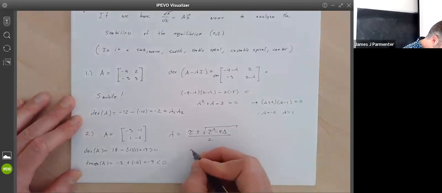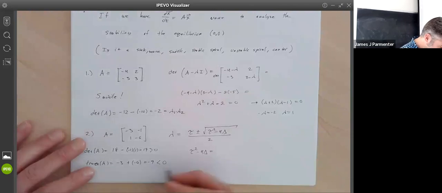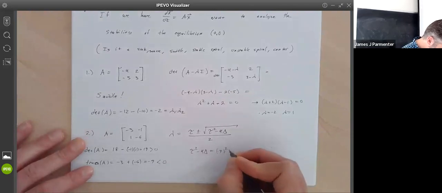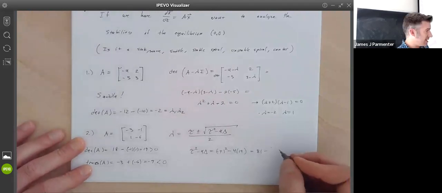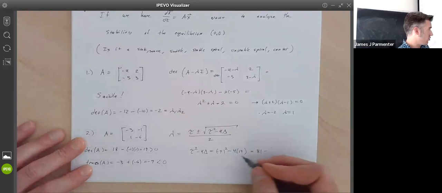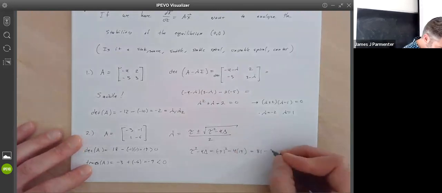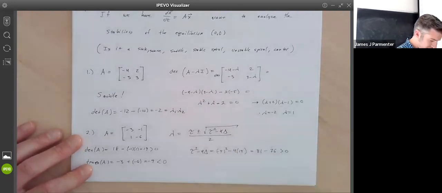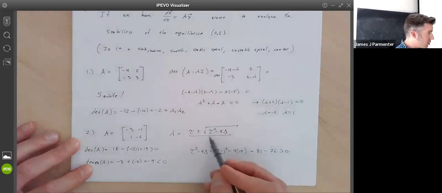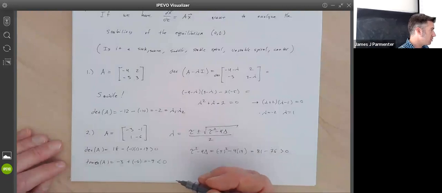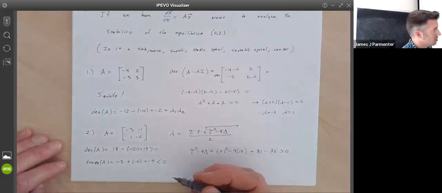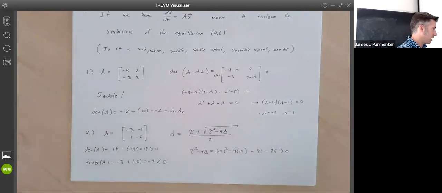Well, let's check it out. The trace squared minus 4 times the determinant is going to be -9 squared minus 4 times 19, which is going to be 81 minus something that's a little bit less than 80. 4 times 20 is 80, so 4 times 19 is 76. That's positive, which means this number is real, which means we have a stable node, or a sink, if you want to call it that.